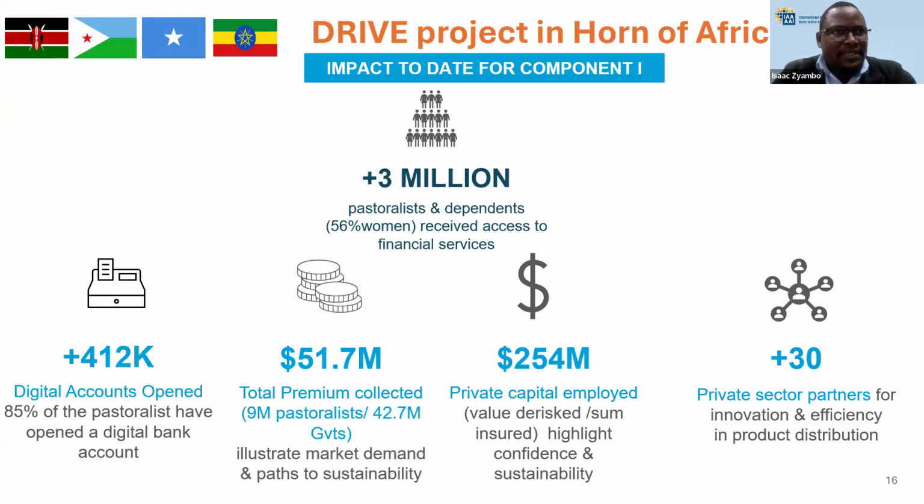The index in this case being NDVI, that's Normalized Difference Vegetation Index. Of course, in this case, you are not providing cover for the animal, but rather providing cover for vegetation availability. So it's a vegetation scarcity that you are providing cover for, and you make payouts based on the availability of pasture as observed via satellite. So in a nutshell, that is what the Drive project is all about.